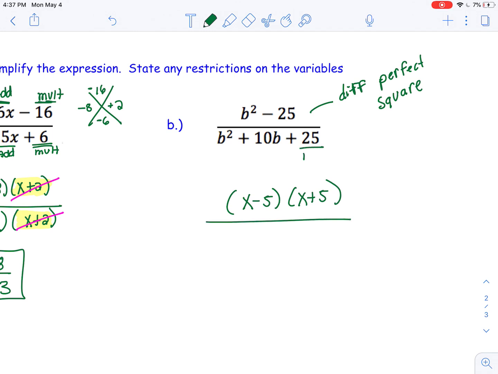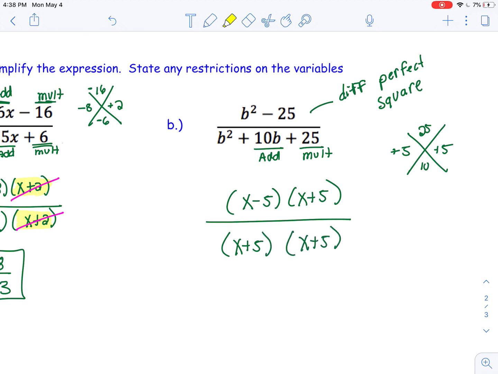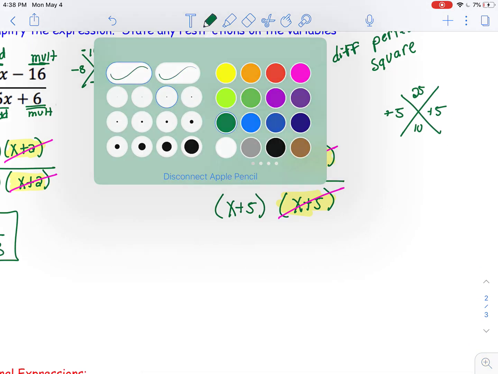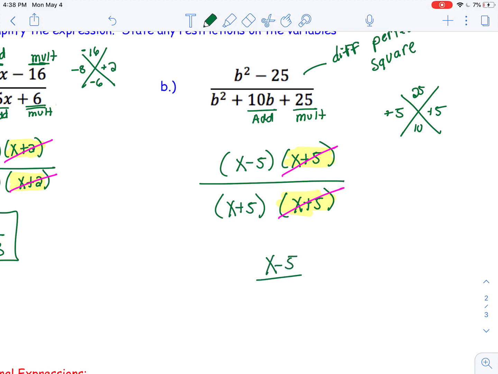On the bottom here, we want to say what multiplies to 25, adds to 10. I'm going to do my little x here, so 25 and 10. 5 times 5 gives me 25, and positive 5 plus positive 5 gives me 10. So I'm going to have an x plus 5, x plus 5. I have a common factor here of x plus 5. So that will cancel out. I don't have any other common factors, so I've now fully reduced my rational expression. It's going to be x minus 5 over x plus 5.